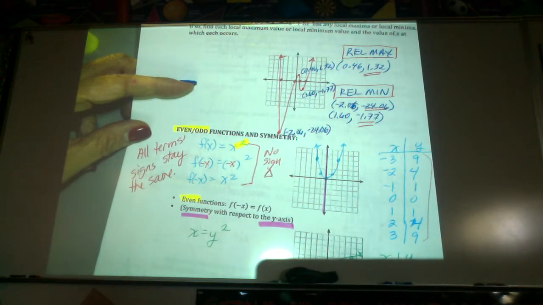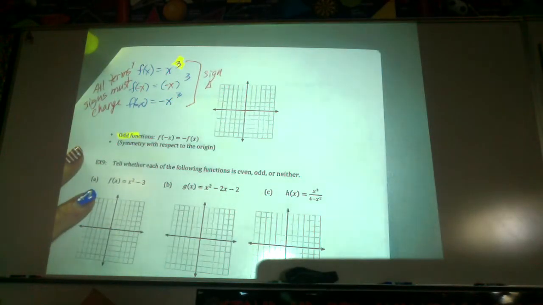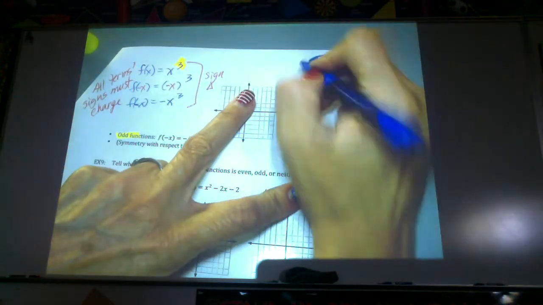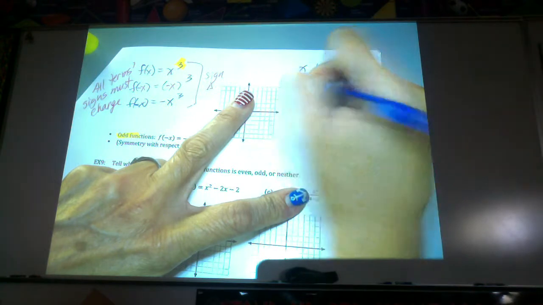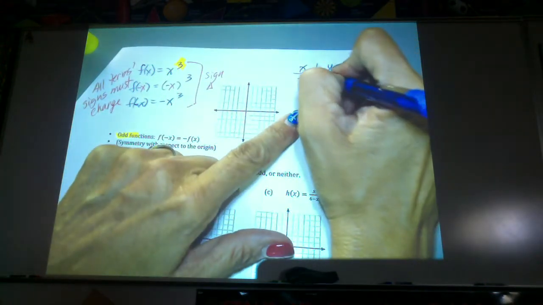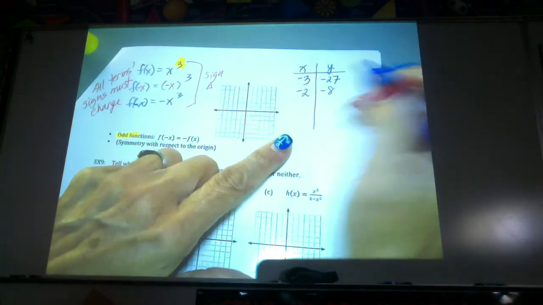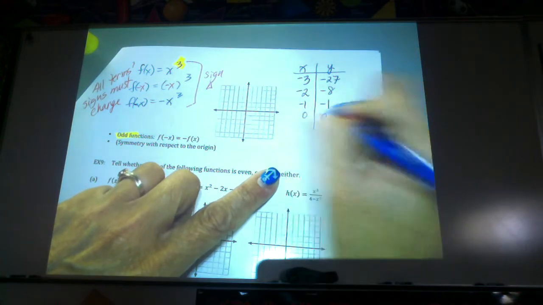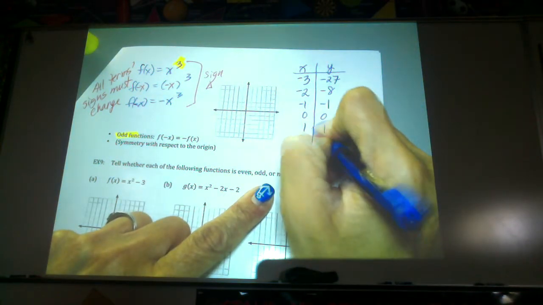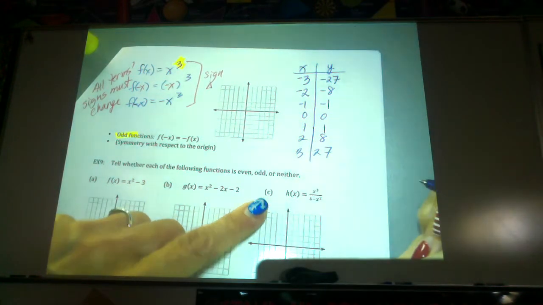So let's look at the table of values for an odd function and look at its graph. I'm going to create a table of values, x, y. My x is -3. If I cube a -3, I get a -27. If I cube a -2, I get a -8. Cube a -1, I get a -1. Cube a 0, I get 0. Cube 1, I get 1. Cube 2, I get +8. Cube 3, I get +27.